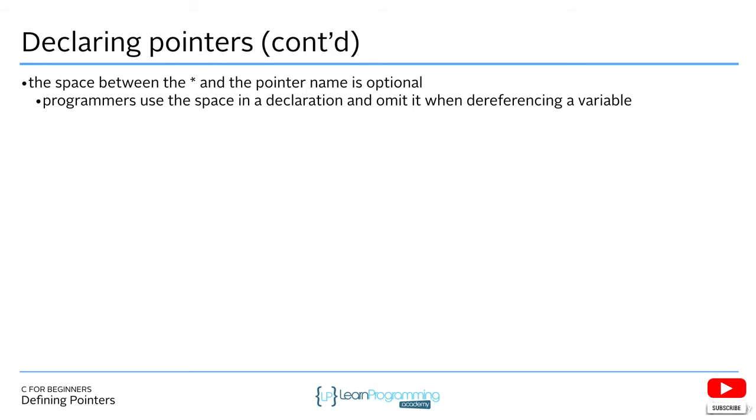The space between the asterisk and the pointer name is optional. You don't have to put a space there. You can have no space. What ends up happening, and we're going to talk about dereferencing a variable, is you usually use a space in the declaration, and then when you're dereferencing, you don't use it. So all these declarations should contain a space by convention.